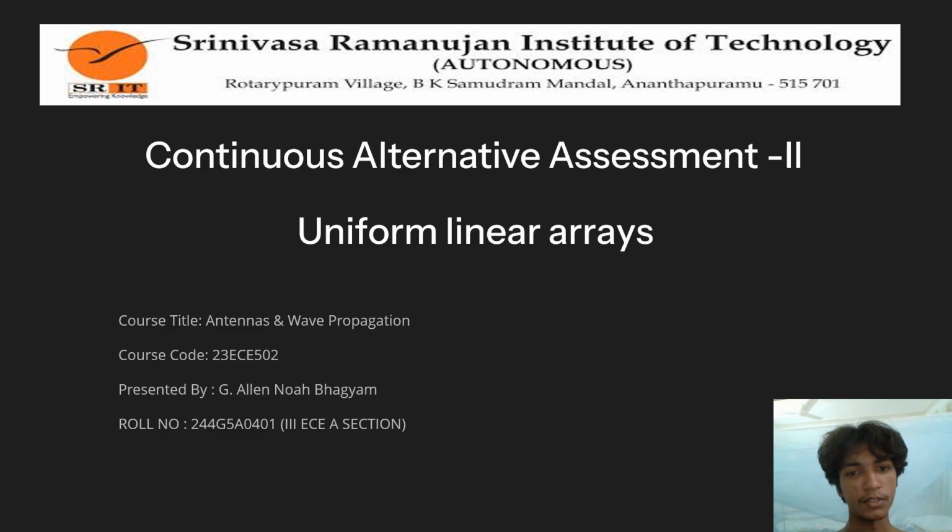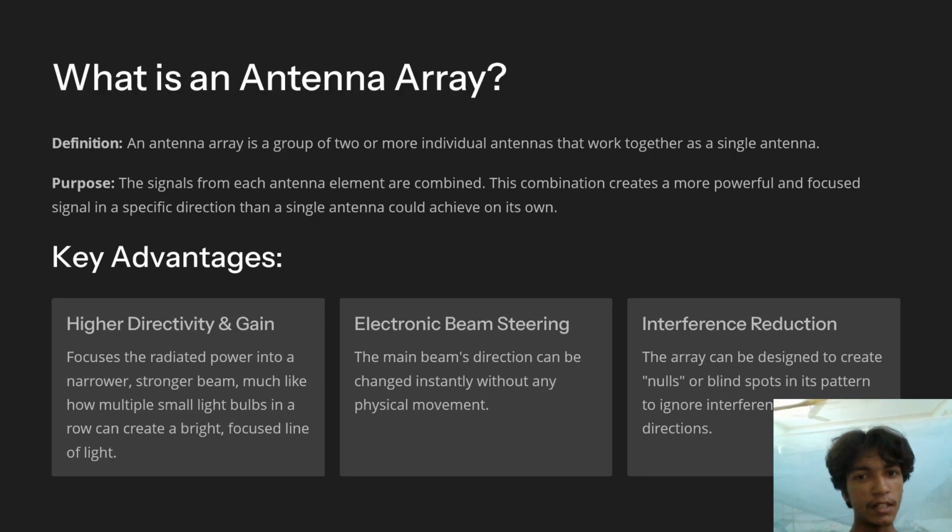Today I'm going to give a presentation on the topic uniform linear arrays. What is an array? An antenna array is a group of two or more individual antennas that work together as a single antenna. The signals from each antenna element are combined. This combination creates a more powerful and focused signal in a specific direction than a single antenna could achieve on its own. Here are the key advantages: higher directivity and gain, electronic beam steering, and interference reduction.